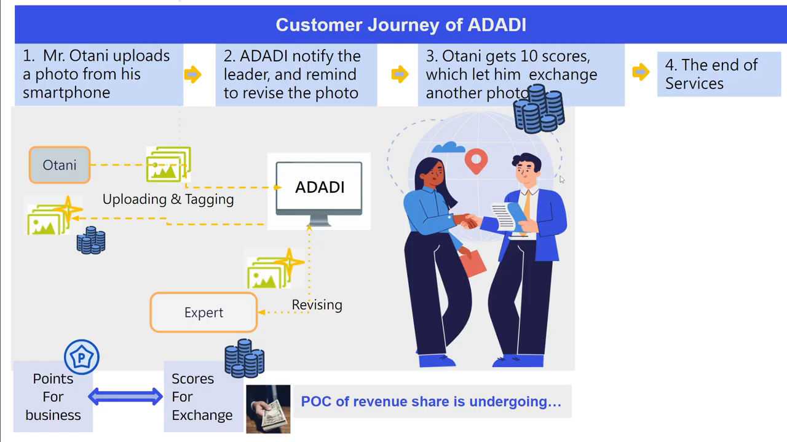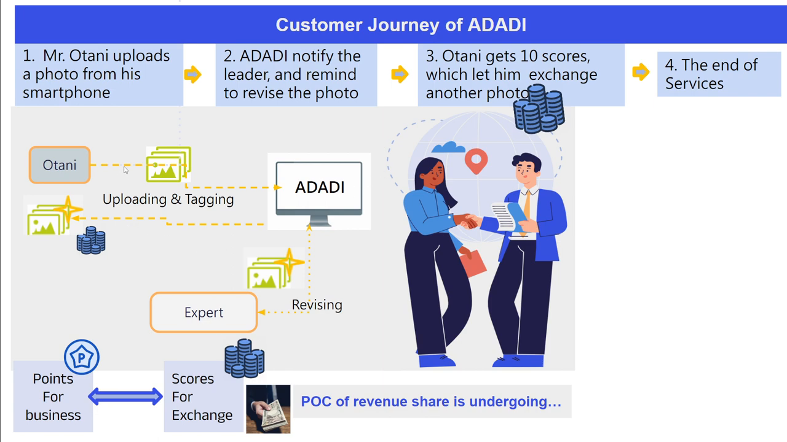In our project, we focus on the sharing and the business model of Agdaddy. For example, if someone called Mr. Otani uploaded a photo from his smartphone, and as long as he makes the right tagging, and this photo is assigned to the expert and the expert does the revision, after this process Mr. Otani can get the score, and he can use this score to exchange for photos from other members in our alliance. That is the total service of Agdaddy.